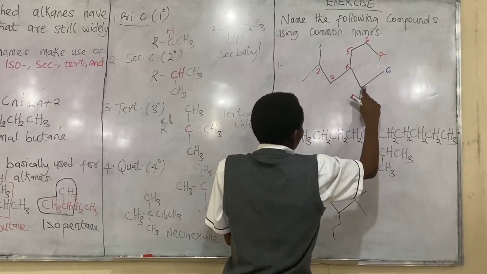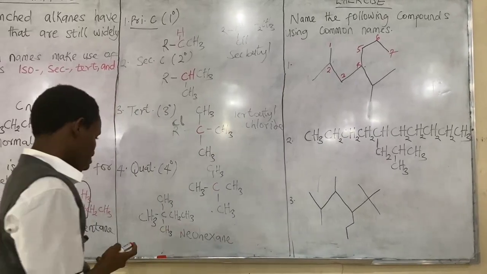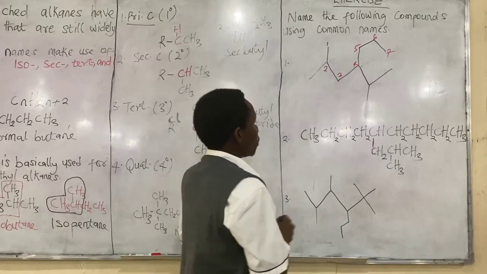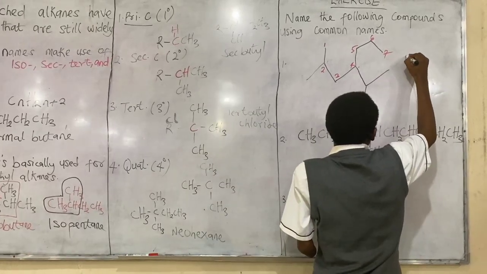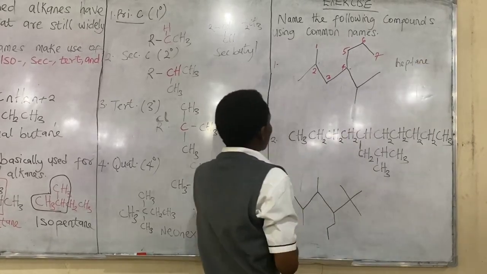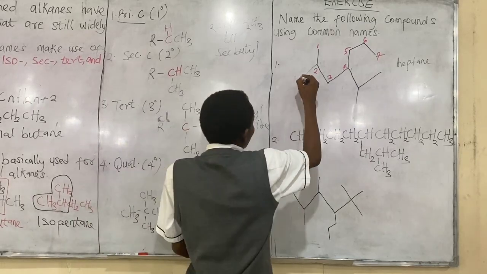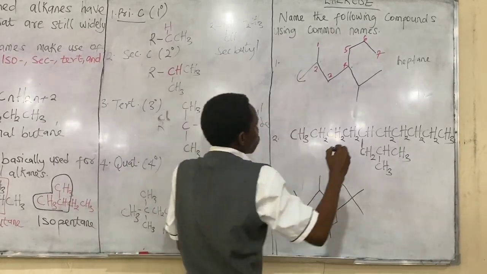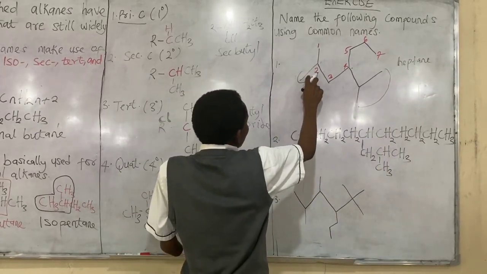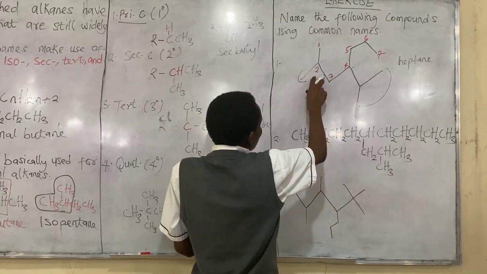Let's erase this out. So the longest chain is our heptane. The longest chain is heptane, 7 carbons. The next thing we have to consider is the substituent. We have a substituent here, and also a substituent here. This substituent is the methyl substituent, the methyl substituent on carbon 2.